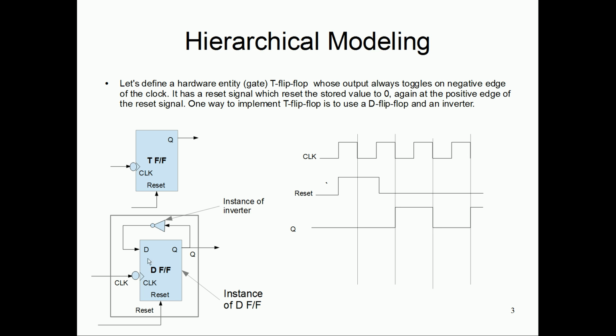So we instantiate a D flip-flop inside, and the output Q of the D flip-flop is going out as the Q of the T flip-flop. So we are taking the output directly as the output of the T flip-flop. And also inside this T flip-flop, we are instantiating one inverter, connecting the Q to the inverter input, and the output of the inverter is fed into the D.